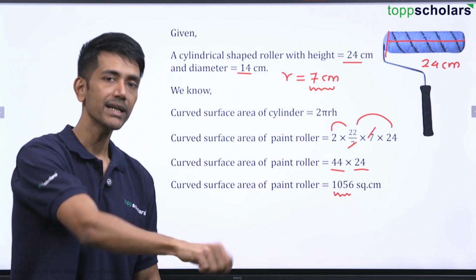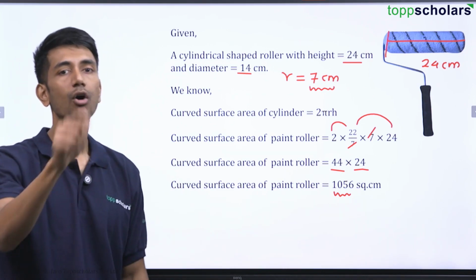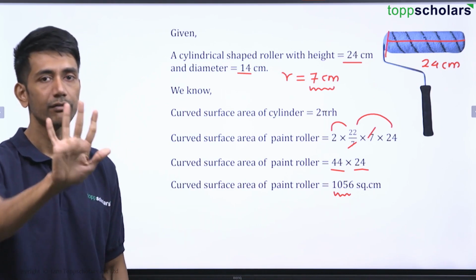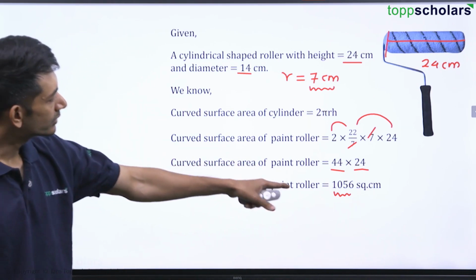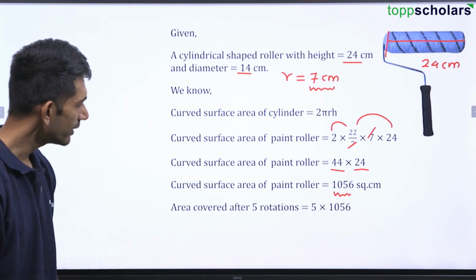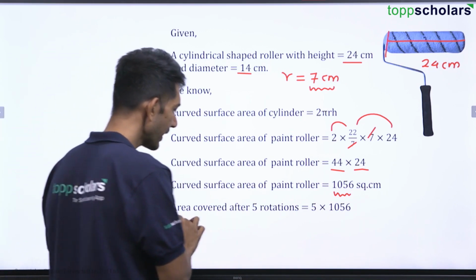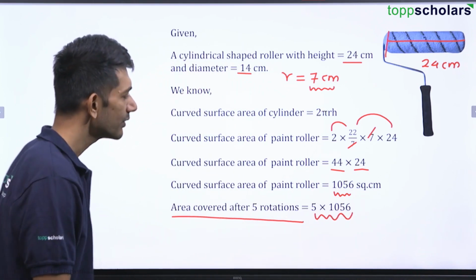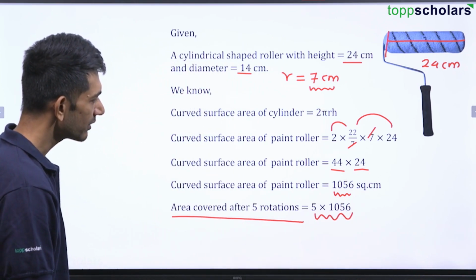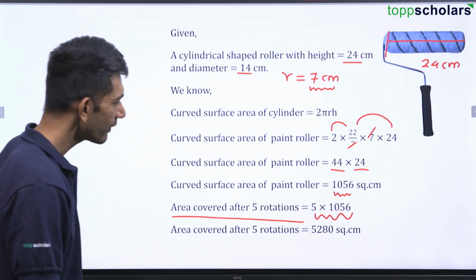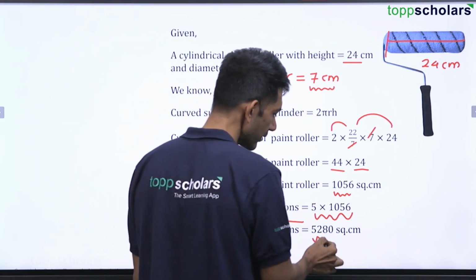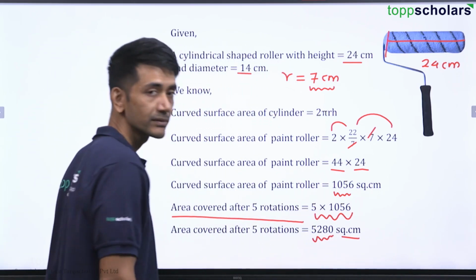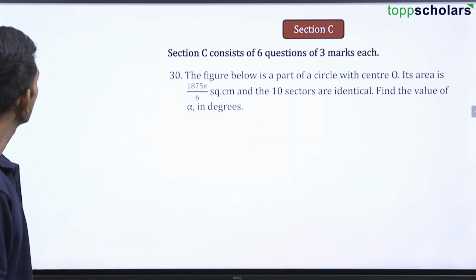But we are rotating it or rolling it. How many times? We are rolling it 5 times. So all I need to do is multiply this by 5 as well. So the area covered after 5 rotations is going to be 5 multiplied by 1056. That is nothing but your 5280 square centimeter. Correct? Let's have a look at a new question now.